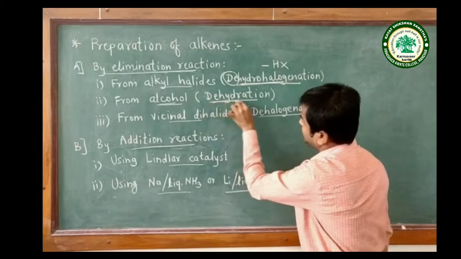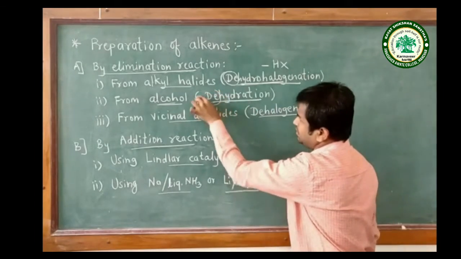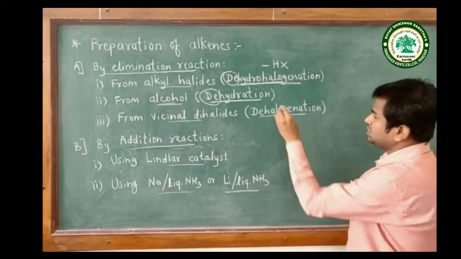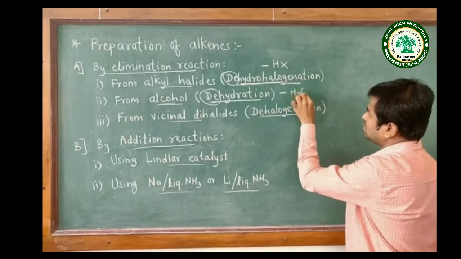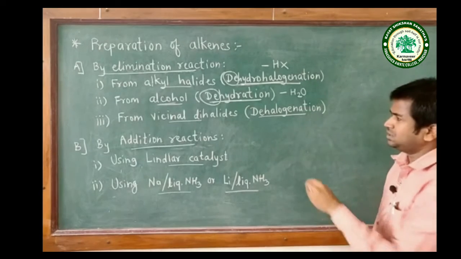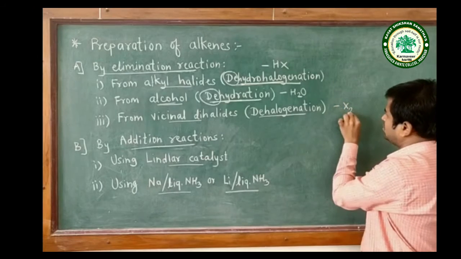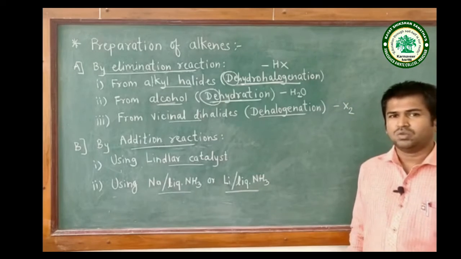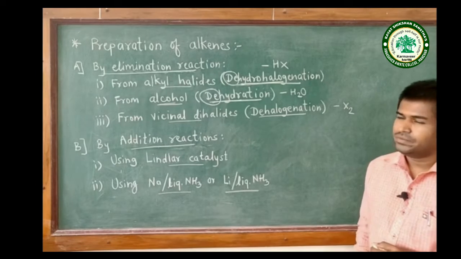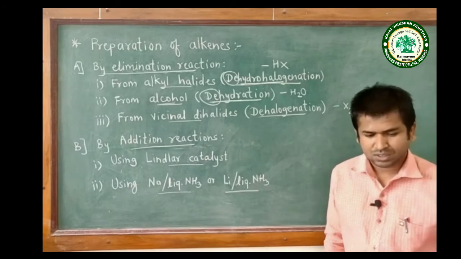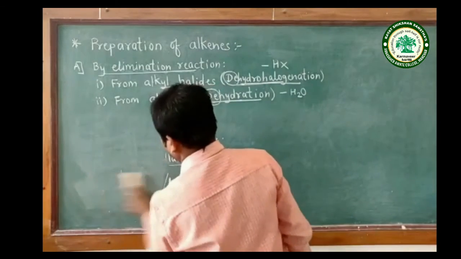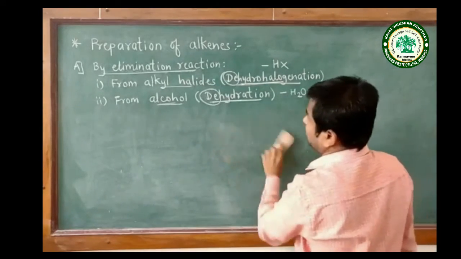Now the second, dehydration. The D means the loss and hydra means water. So in dehydration reaction, water molecule is lost. And in dehalogenation reaction, the loss of halogen molecule, loss of X2 takes place. So one by one we see the preparation reactions of alkenes. The first one is elimination of HX from alkyl halide.